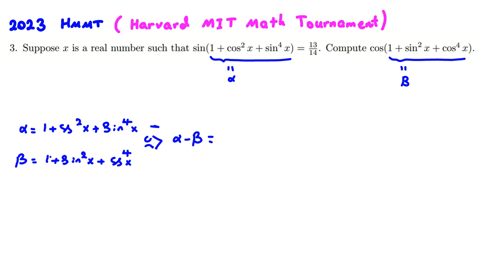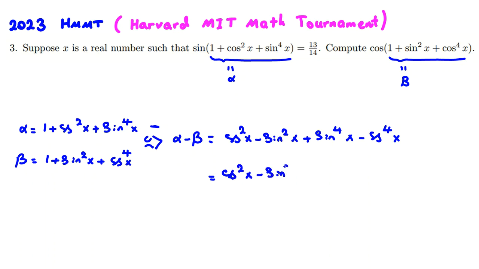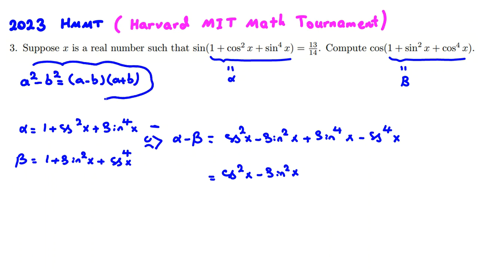Alpha minus beta: 1 and 1 will be cancelled, cos squared x minus sine squared x plus sine to the fourth x minus cos to the fourth x. Okay, let's factor it. Let's write this one first: cos squared x minus sine squared x. I want to use a famous identity: a squared minus b squared is a minus b times a plus b. Here I write sine squared x minus cos squared x times sine squared x plus cos squared x.